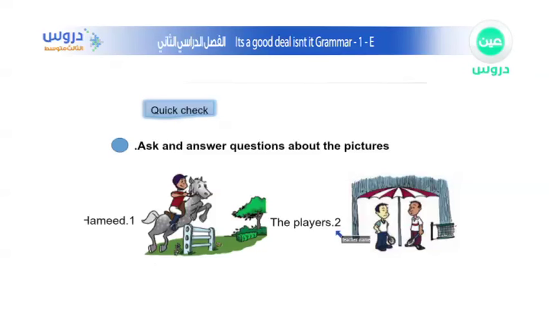But do you think that was Hamid able to ride his horse? Was Hamid able to ride his horse? Okay, no problem. I said, MashaAllah, tabarakAllah, very good job. Good job. Was Hamid able to ride his horse? Okay.